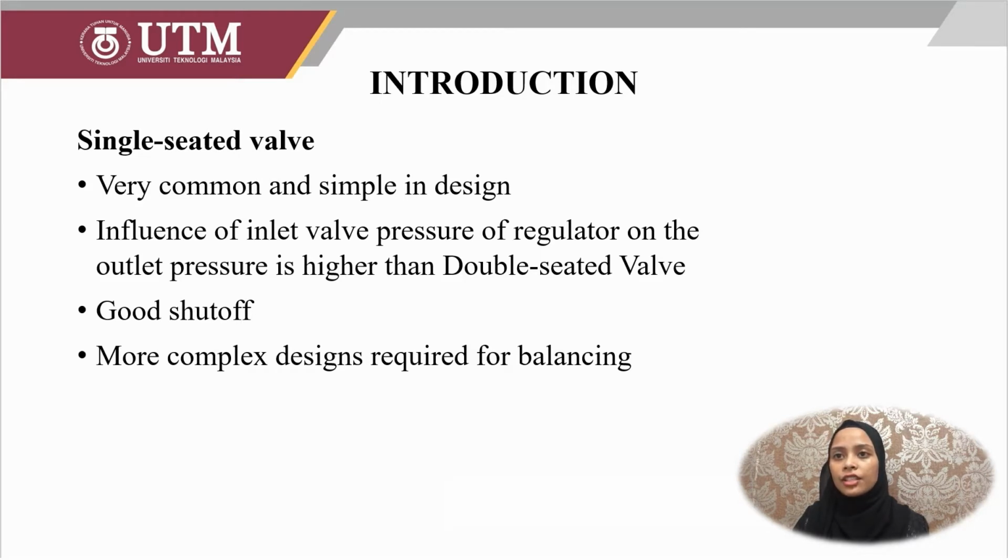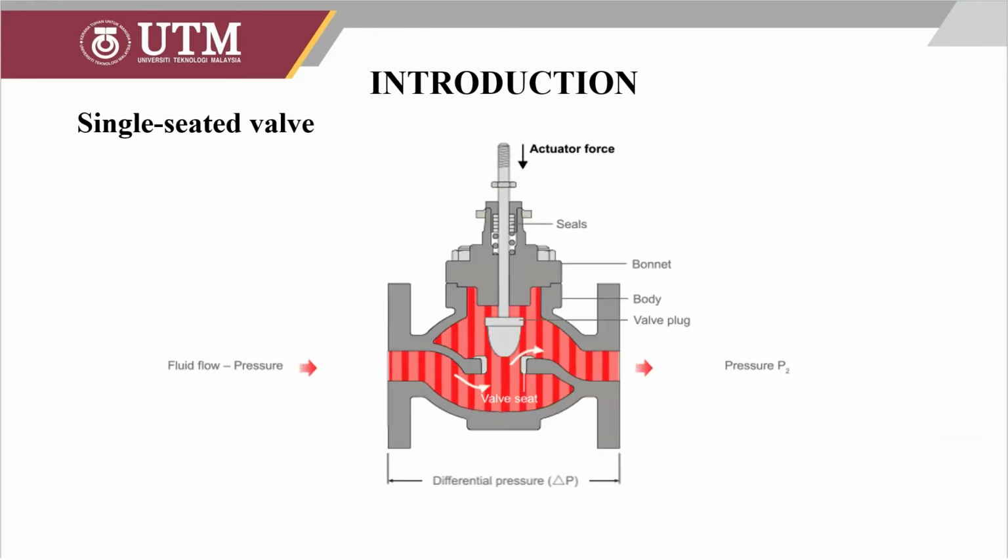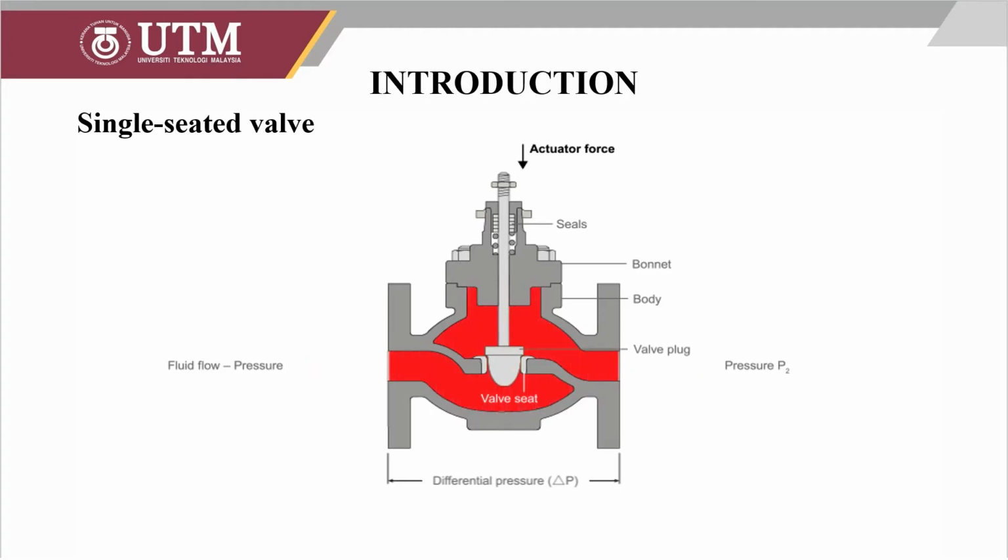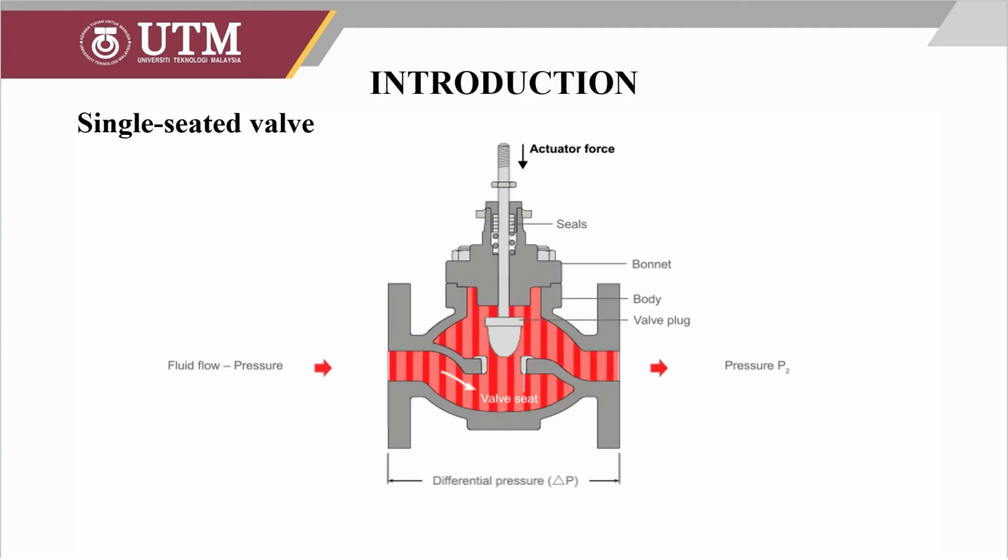According to the valve structure, the gas regulator or linear motion valve can be divided into two, which are single-seated and double-seated valves. In terms of design, the single-seated valve has a simple and common design, yet it has a good shutoff. The influence of the inlet pressure of the regulator on the outlet pressure is higher than in the double-seated valve. However, for balancing, it requires a more complex design.